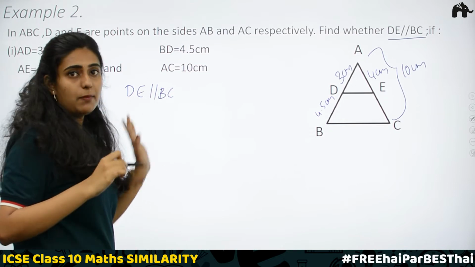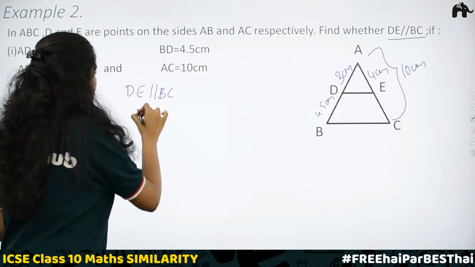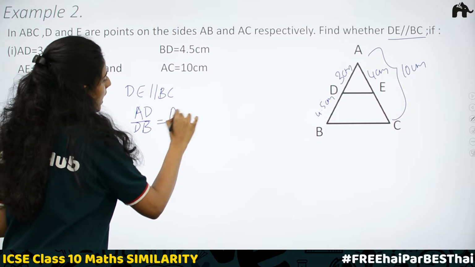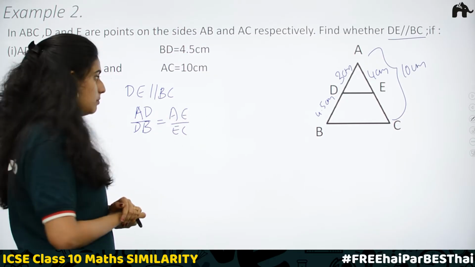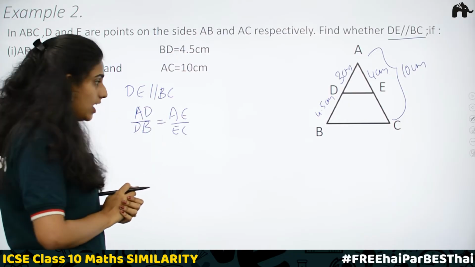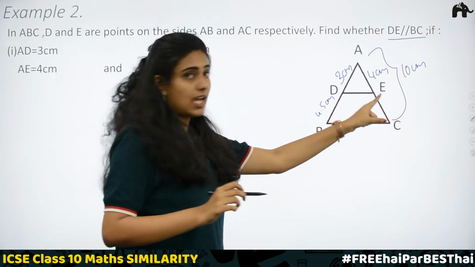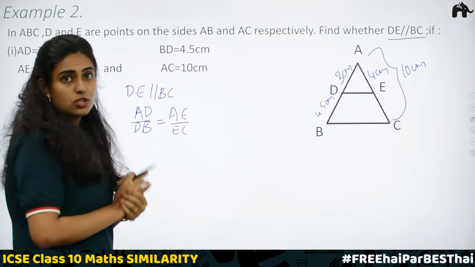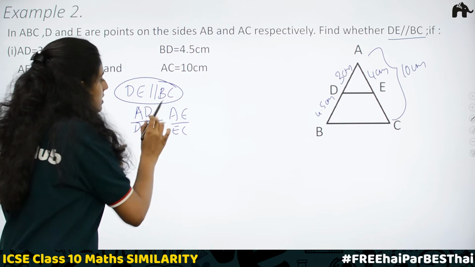When do we get DE parallel to BC? DE is parallel to BC only if the ratio AD by DB will be equal to AE by EC. That is the converse of basic proportionality theorem. Yes. If the ratio of the corresponding sides are equal, then the line that cuts the two sides will be parallel to the third side. Okay, using this we are going to show if DE is parallel to BC. For that we have to get this ratio equal.